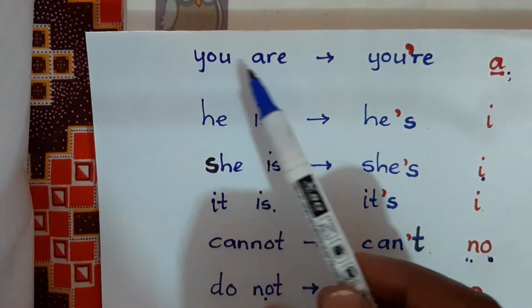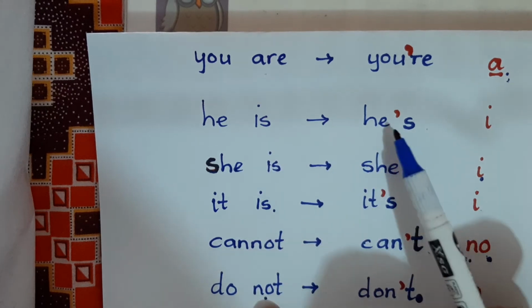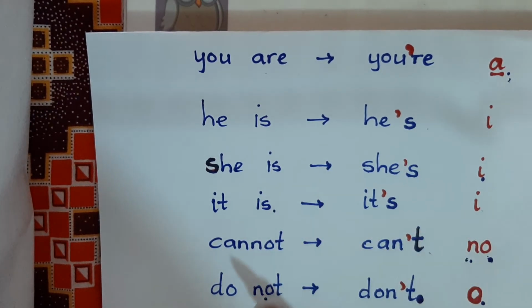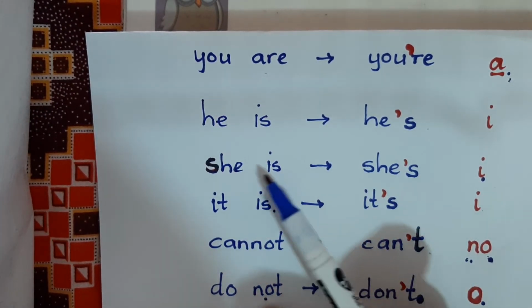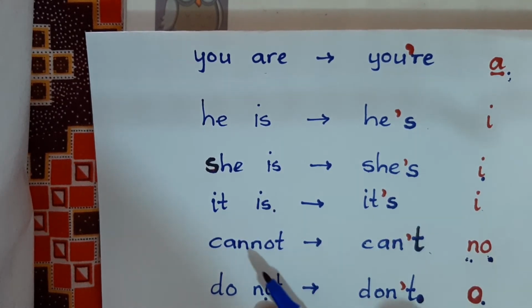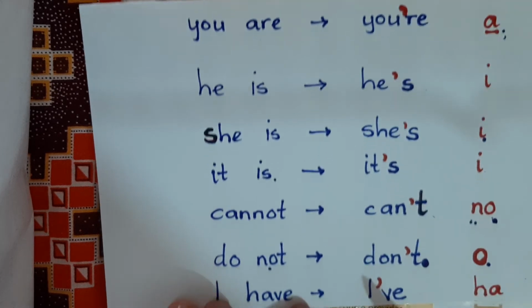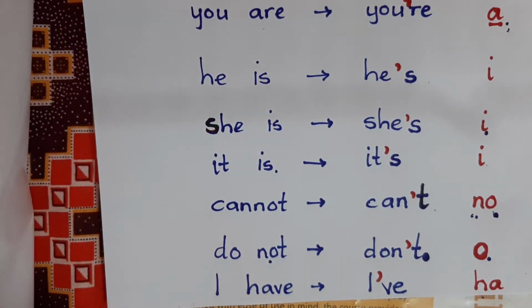So we have the examples that we're looking at. Instead of writing you are, we write you're. He is becomes he's. He's my friend. She is, she's. It is, it's. Cannot, can't. Do not, don't. I have, I've a small house.